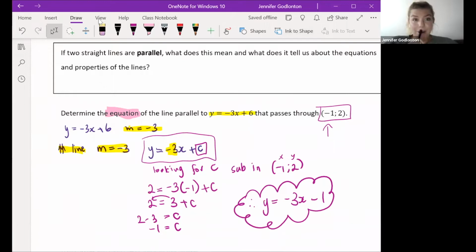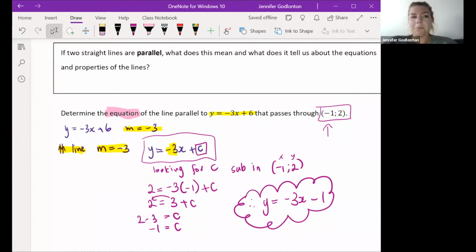Ma'am, I wanted to ask, what topic is this? This is straight line graphs. Oh, okay. So it's graphs? Yes. Oh, okay, thank you. Sure. Moabi, is your hand still up from last time? Or is that a new question?